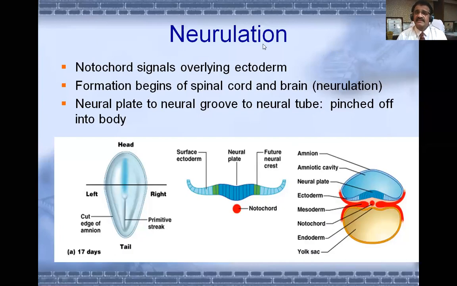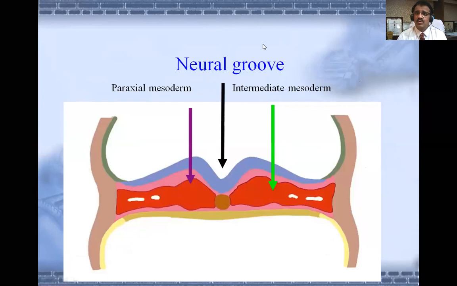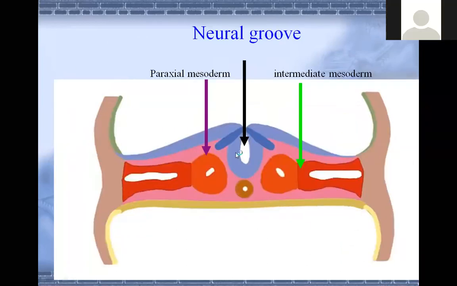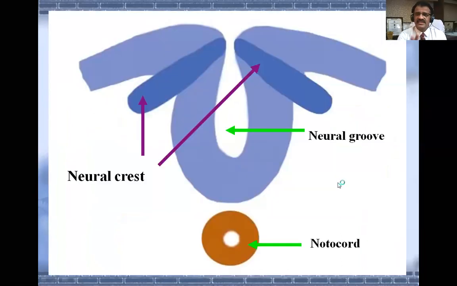And here you can see the neural groove. This is a picture which will make you understand the neural groove. This is ectoderm and this is endoderm, and in the middle there is mesoderm. You can see the neural groove. And here you can see the neural groove, and behind it the notochord, which is going to determine the central axis of the body, and later the site of the vertebral column, as I told you yesterday.